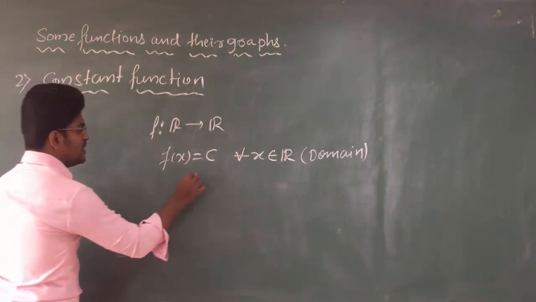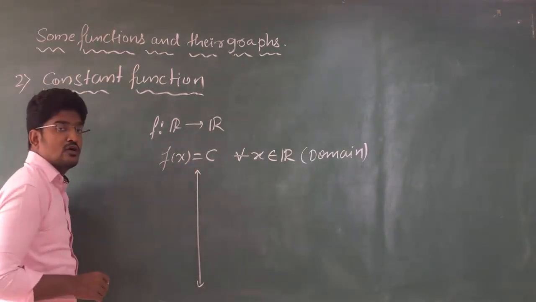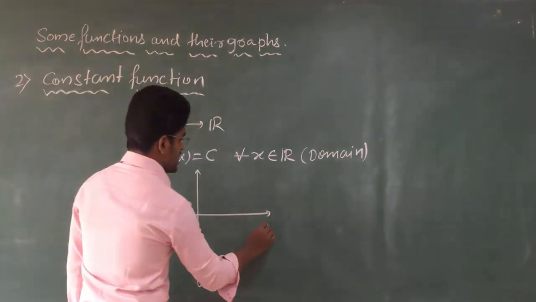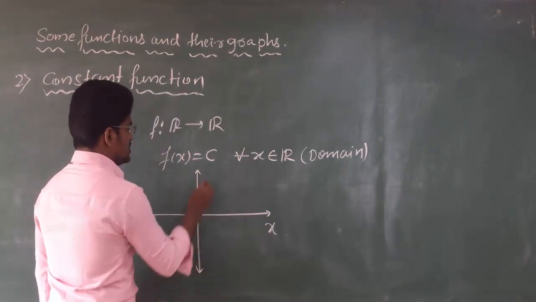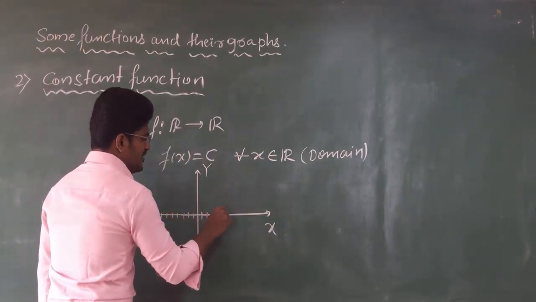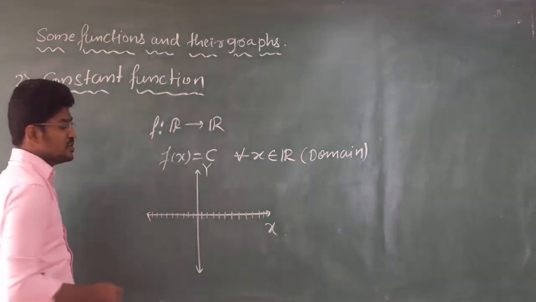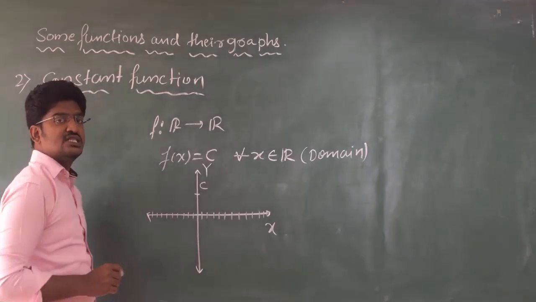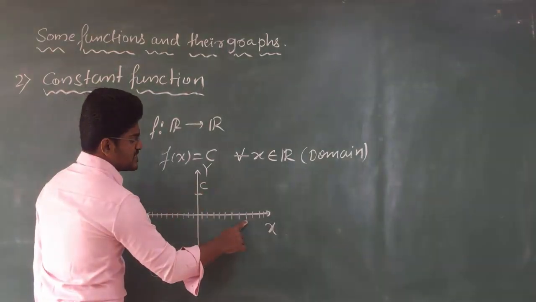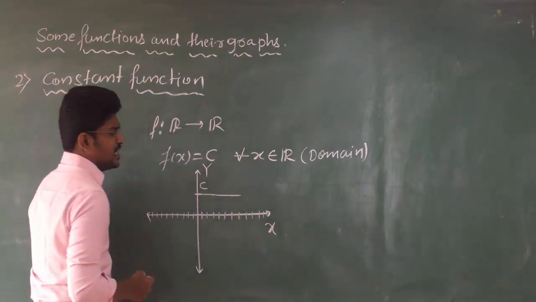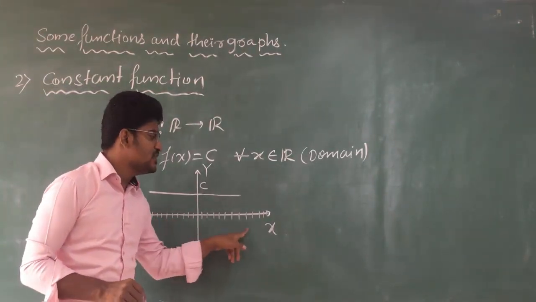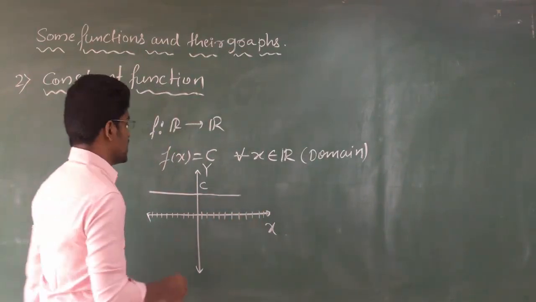Clear? So how will be the graph? See here. This is codomain, that is y, domain, that is x. So this is x-axis and this is y-axis. Clear? So from x-axis, if I give any values, the output must remain same, that is c. For example, if I put x equal to 1, for that also y is same c. If I put x equal to 10, for that also y is again same c. On the same side also like this. For every value of the x, the output remains same, that is c.